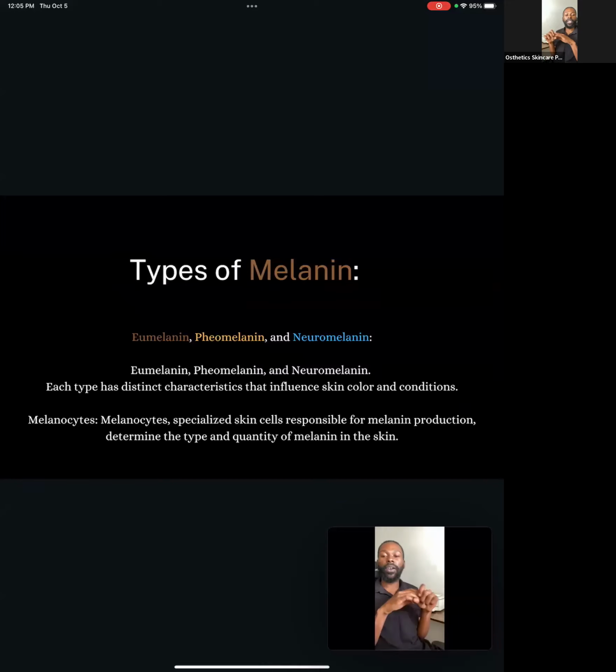Okay, now each type has distinct characteristics that influence skin color and conditions. And as far as melanocytes are concerned, they are specialized skin cells responsible for melanin production. However, what we didn't know is that the melanocytes also determine the type and quantity of melanin that's produced in the skin. I'll give everybody a second to write that down.